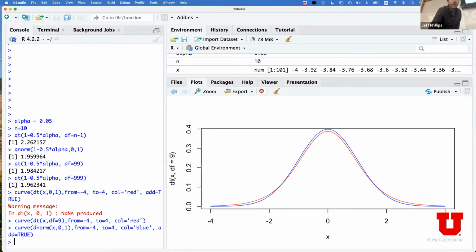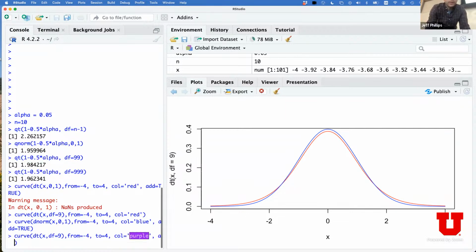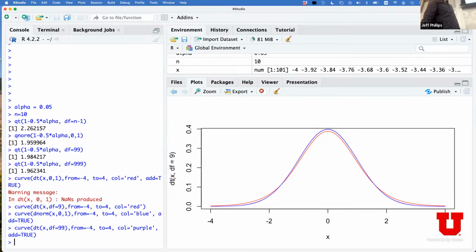If instead I wanted to draw, let's draw this with purple. Make sure I add this on. And then let's draw it with 100 samples instead, right? So I changed the 9 to a 99. Okay, it's up there. Can you see it? It's pretty hard to see, right? Because it's right on top of the blue curve. Actually, the blue curve basically turned purple.